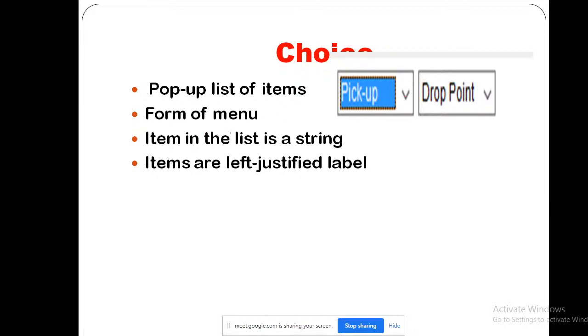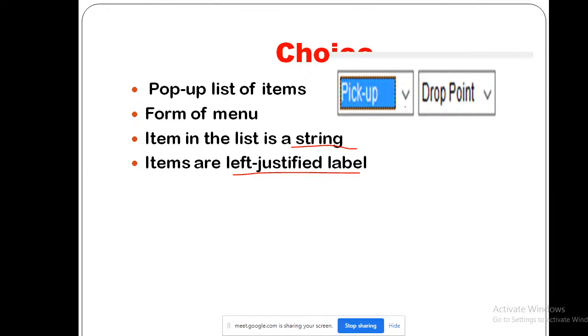And it looks like a list. Here also we have items, which are of type string, and the items are always left justified labels. So we have only a small difference between choice and list. The list is the compact one, where we can display multiple rows, but the choice has the ability to display only one row.